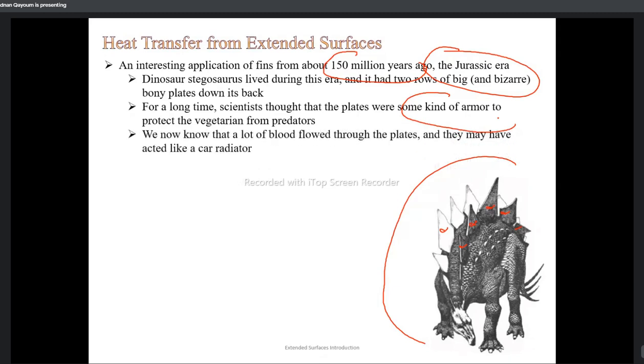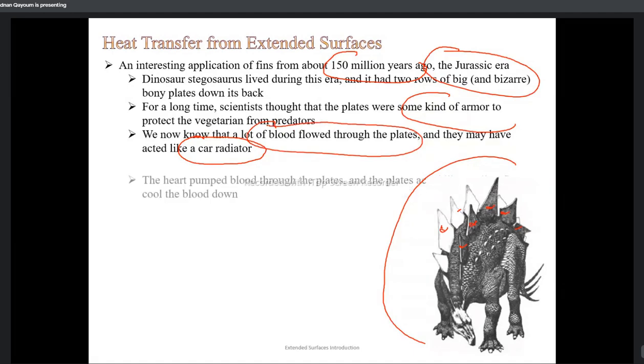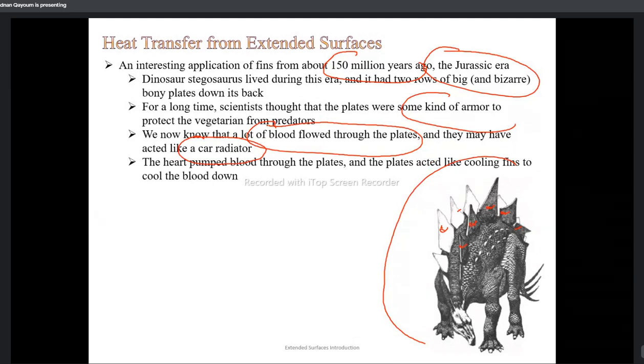Okay, but you know that through these plates, what do you have? These plates act as radiators, just like radiators you have in your car. So through these plates, what is happening? Some fluid is flowing. So blood, a lot of blood. The dinosaur was flowing. So what he was doing, he was trying to cool. His heart was pumping fluid through these plates.